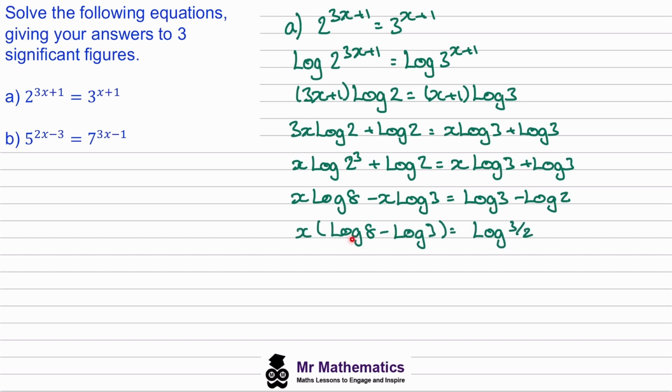And then we can write this using the division rule as the log of 8 over 3, and then we can divide both sides by that, so we make x the subject. We can work this out on our calculators, and to three significant figures, we get x is 0.413. Okay? Do you want to try question B yourself? You can pause the video, and when you come back, we'll go through the worked solution.